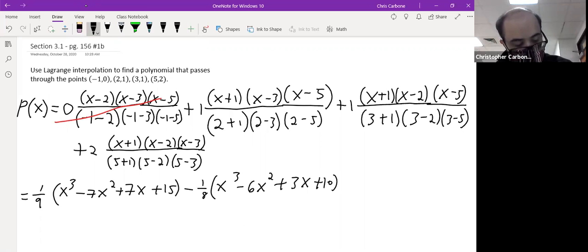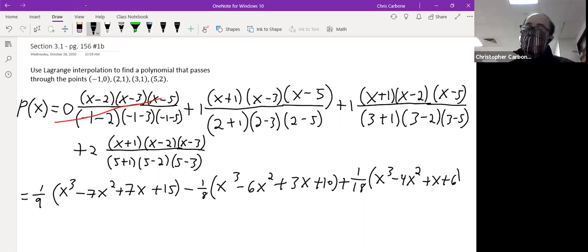And then from this one, we are going to have in the denominator a fraction here of plus, this is technically 2 over 36, also known as 1/18, times x cubed minus 4x squared plus x plus 6. And then, of course, you could distribute those fractions and obtain the full polynomial from that.